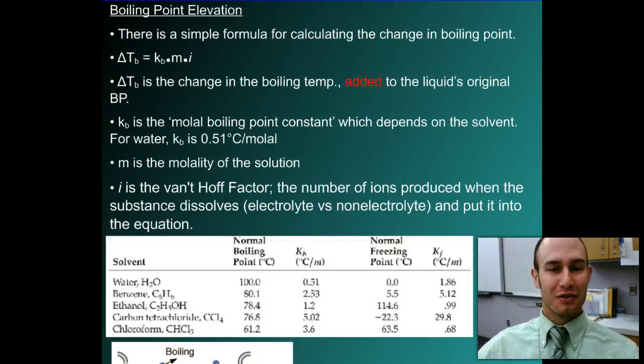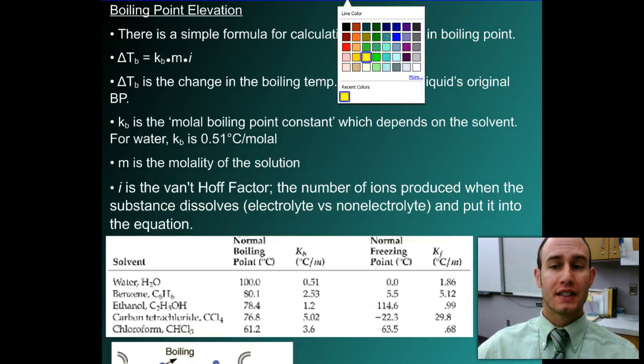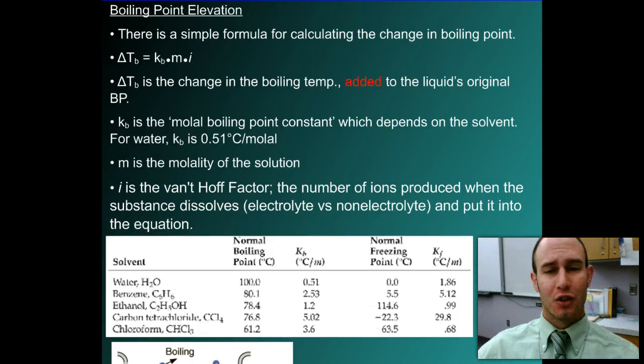Hey, chemistry students, welcome as we begin talking about colligative properties here, and we're going to specifically look at the calculations involving boiling point elevation as well as freezing point depression. So some of the basic notes that we need to get down here for the calculations for these colligative properties is first starting off with the boiling point elevation.